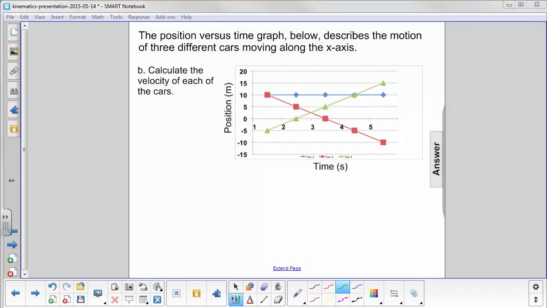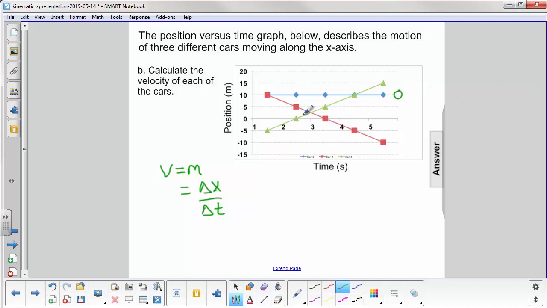Here's the position time graph again for these three cars, and we need to calculate the velocity of each car. So recall the velocity is going to equal the slope, m, of each line. So in this case, that would be the change in position over the change in time. So let's do the first one, car blue. The change in position, it has no change. So you would have 10 minus 10 at any point. So the velocity for this one is going to be 0 meters per second for car 1.